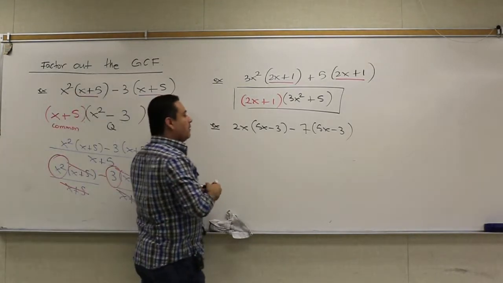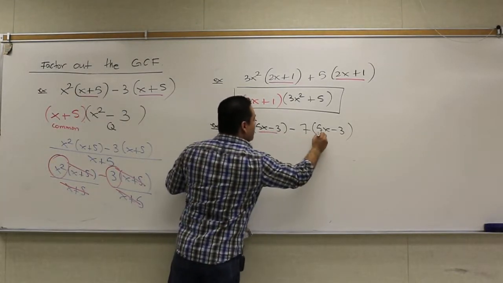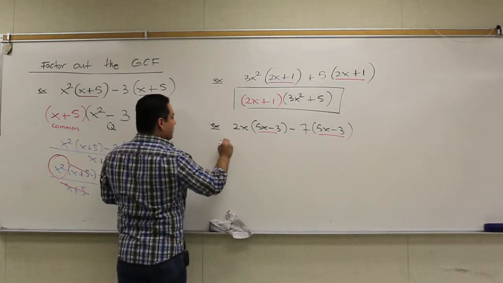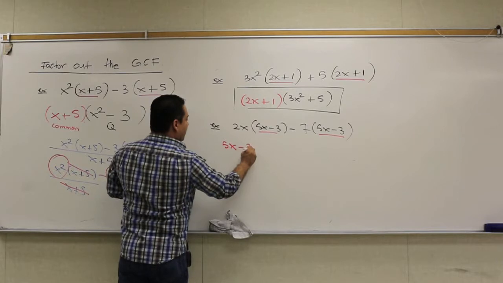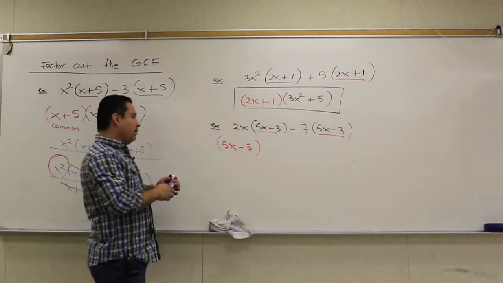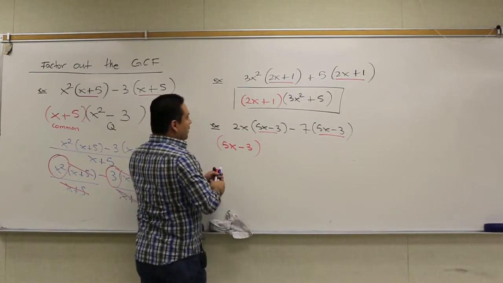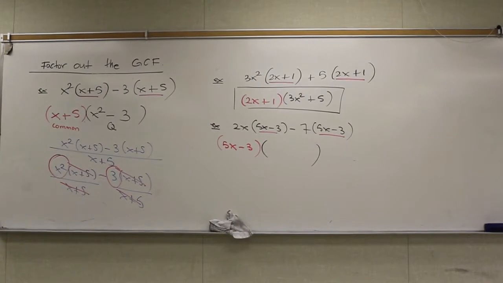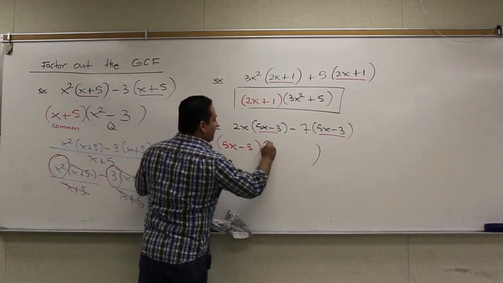What's common here? 5x minus 3 is common. You okay with that? So what are you going to factor out? 5x minus 3. And then, what do you need to write down? Don't you have to write down your quotient? Anybody know what the quotient's going to be here? 2x minus 7.